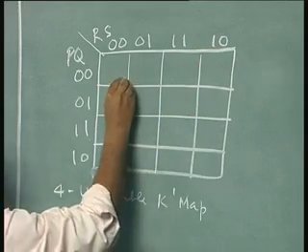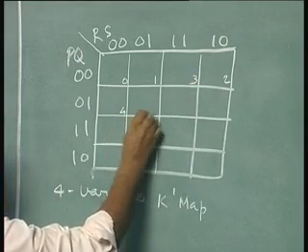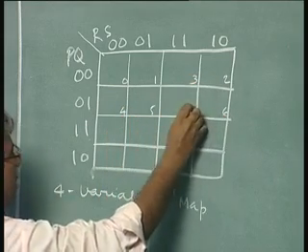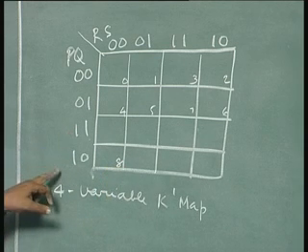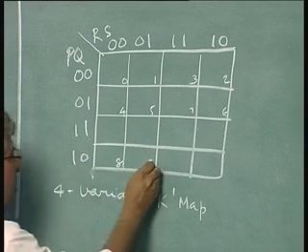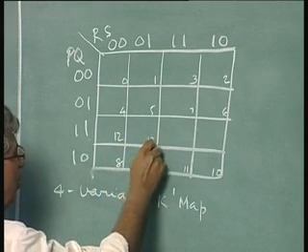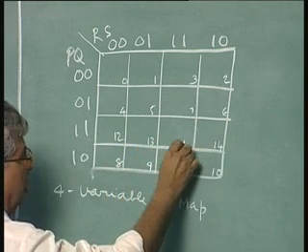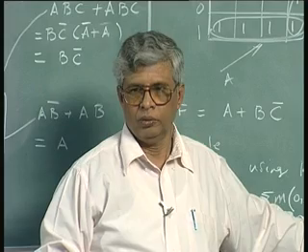So, this is minterm 0, 1, 2, 3, minterm 4, 5, 6, 7, minterm 8 will start here because this 1 1 comes later than 1 0. So, 1 0 will have minterm 8, 9, 10, 11, 12, 13, 14, 15. This is the 4 variable Karnaugh map, which is standard, whether the variables are A, B, C, D or PQRS or X, Y, Z, W or whatever, alpha, beta, gamma, delta.